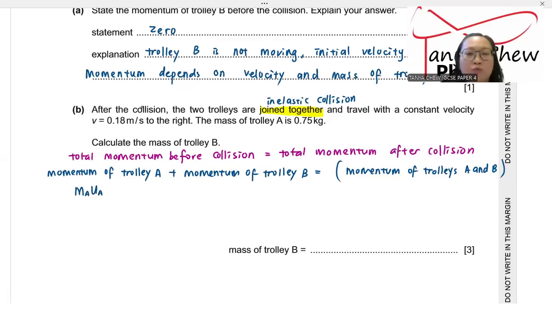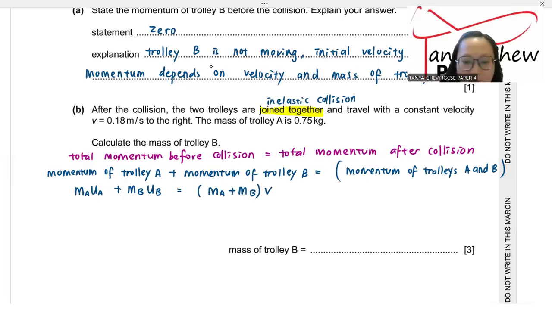MAUA. MAUA represents the initial momentum of trolley A, plus MBUB. U represents initial velocity. Initial momentum of trolley B is equal to the total momentum, mass A plus mass B. Since this is an inelastic collision, you add up the two masses because after all, these two trolleys join together, giving rise to a larger mass. They become a bigger piece of mass, right? MA plus MB times their final velocity to the right.